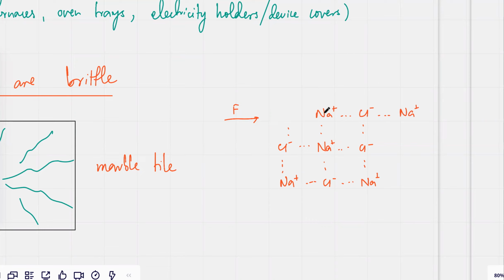They repel. So they're going to repel. So that means you've got two negative ions together now, so they're going to repel each other as well. So all of a sudden a crack would emerge and the whole structure would collapse, because now you've got positive ions next to other positive ions, and that shouldn't have happened. So all of a sudden they start repelling, and so it starts breaking up into pieces. And that's what happens to the marble tile as well.